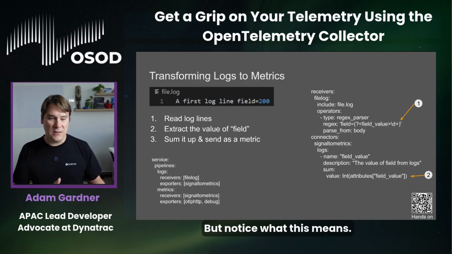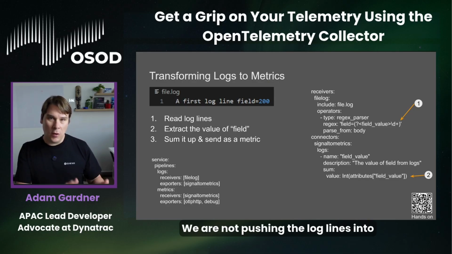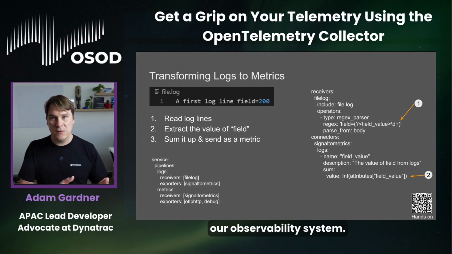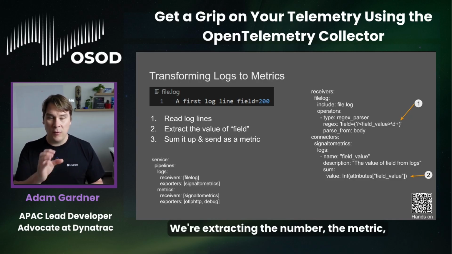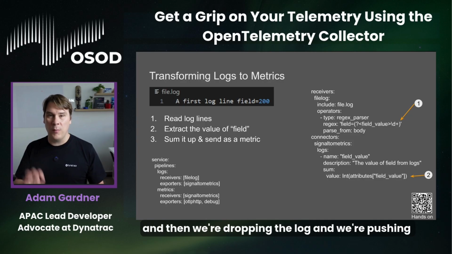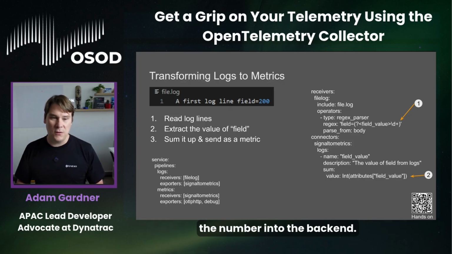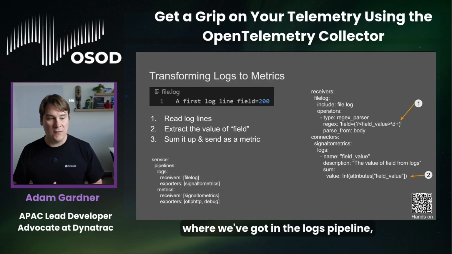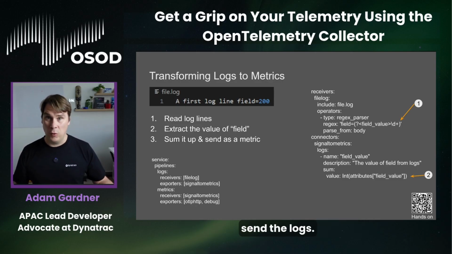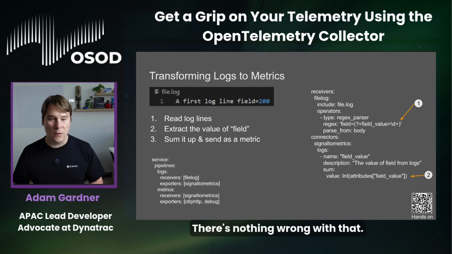But notice what this means. Look at this YAML snippet carefully. We are dropping the log lines. We are not pushing the log lines into our observability system. We're using the log lines, extracting the number, the metric, and then dropping the log and pushing the number into the backend. Of course, in the logs pipeline, you could add OTLP HTTP and also send the logs. There's nothing wrong with that.